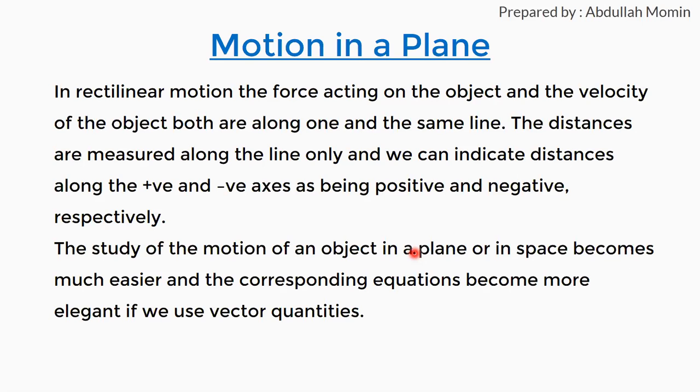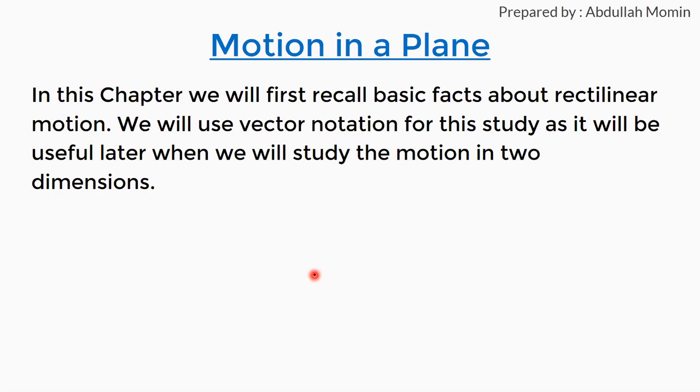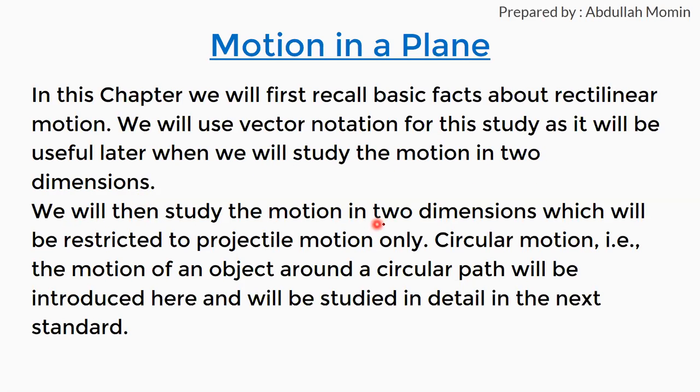The study of motion of an object in a plane or in space becomes much easier, and the corresponding equations become more elegant, if we use vector quantities. So in this chapter we are going to use some vector quantities. First we will recall some basic facts about rectilinear motion, using vector notation, as it will be useful later when we study motion in two dimensions. The motion in two dimensions, which is nothing but motion in a plane, will be restricted to projectile motion only.